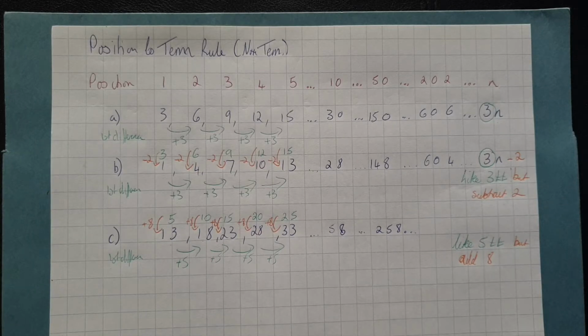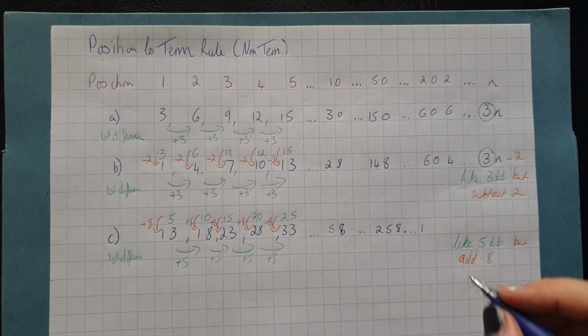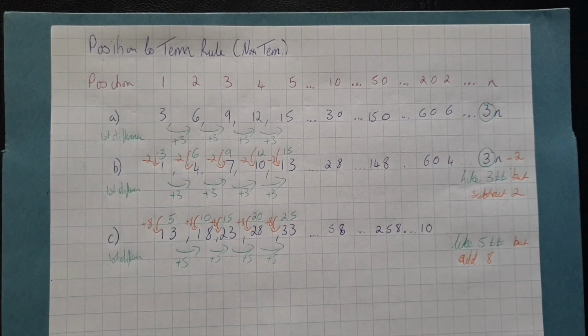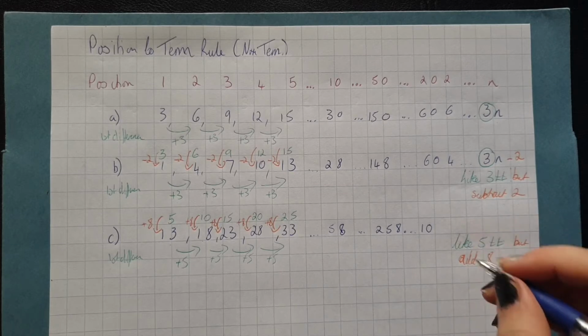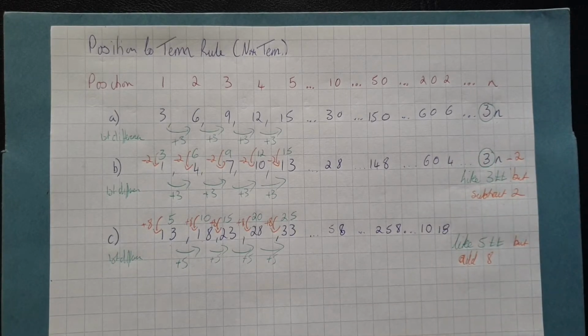What about 202? 2 times 5 is 10, so 200 times 5 is 1,000. Start again. 5 times 202 is 1,000 and 10, but we've got to add 8 to it, which is 1,018. If you don't believe me, use a calculator to double check.